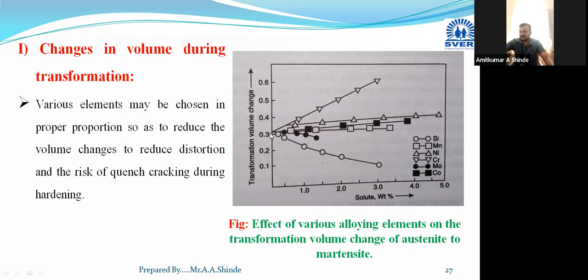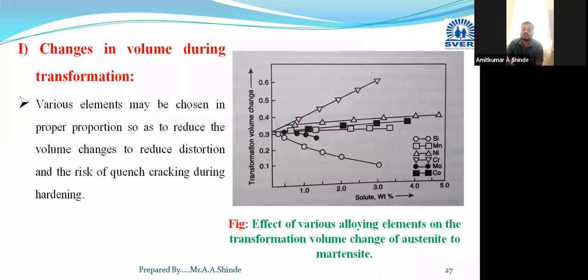Okay, suppose this round circle is the silicon, the circle will indicate the silicon element, and its effect on the volume change. While choosing the quantity of that alloying element, you have to take this point into consideration. Various elements may be chosen in the proper proportion. Why is proper proportion necessary?